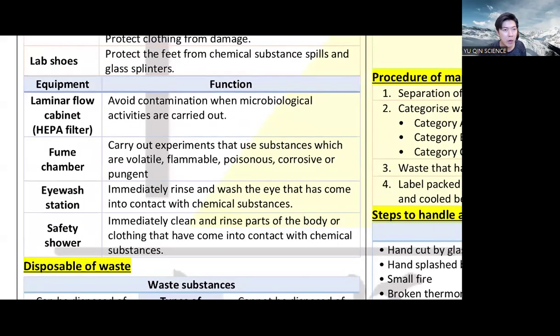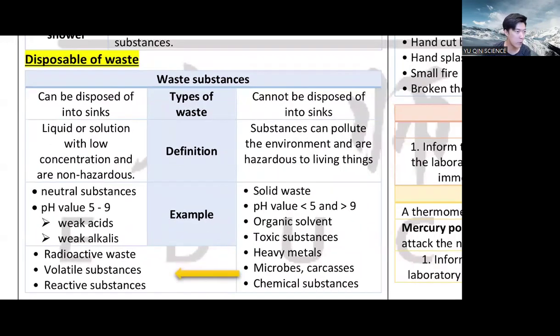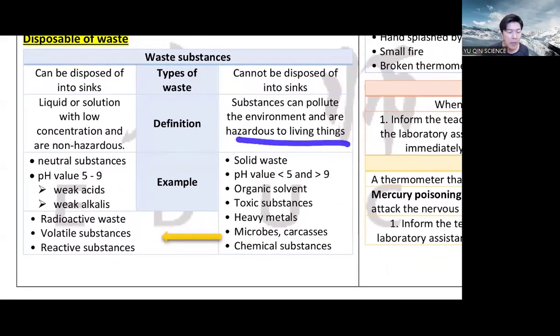Okay, what's this about? This is about the type of substance that can be disposed into the sink or cannot be disposed into the sink. I think they are quite straightforward. I think the easier way for you to memorize is this. Anything that is between pH value 5 to 9 means not too acidic, not too alkaline, so it will be good to dispose into the sink. But anything lower than 5 and more than 9 means very acidic and very alkaline, so it is not suitable to be disposed into the sink because it's hazardous to living things. Okay, so now very simple.